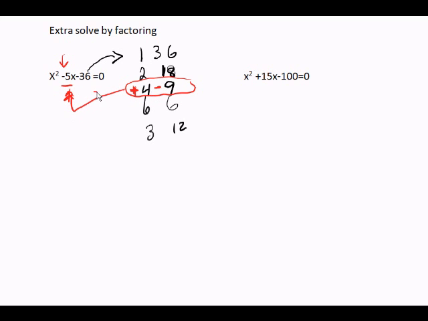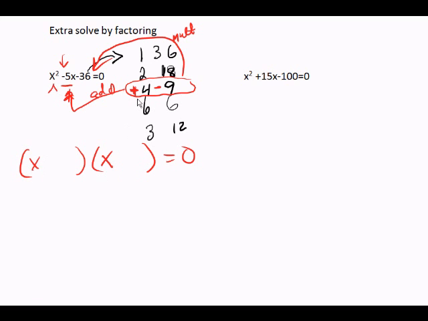Do you see how a plus 4 and a minus 9 give me a negative 5? When you add the two up, it has to equal the middle term, negative 5. When you multiply, it has to equal the last term, negative 36. A positive 4 times a negative 9 is a negative 36. A positive 4 and a negative 9 adding is a negative 5. So my answer is two parentheses equals 0.